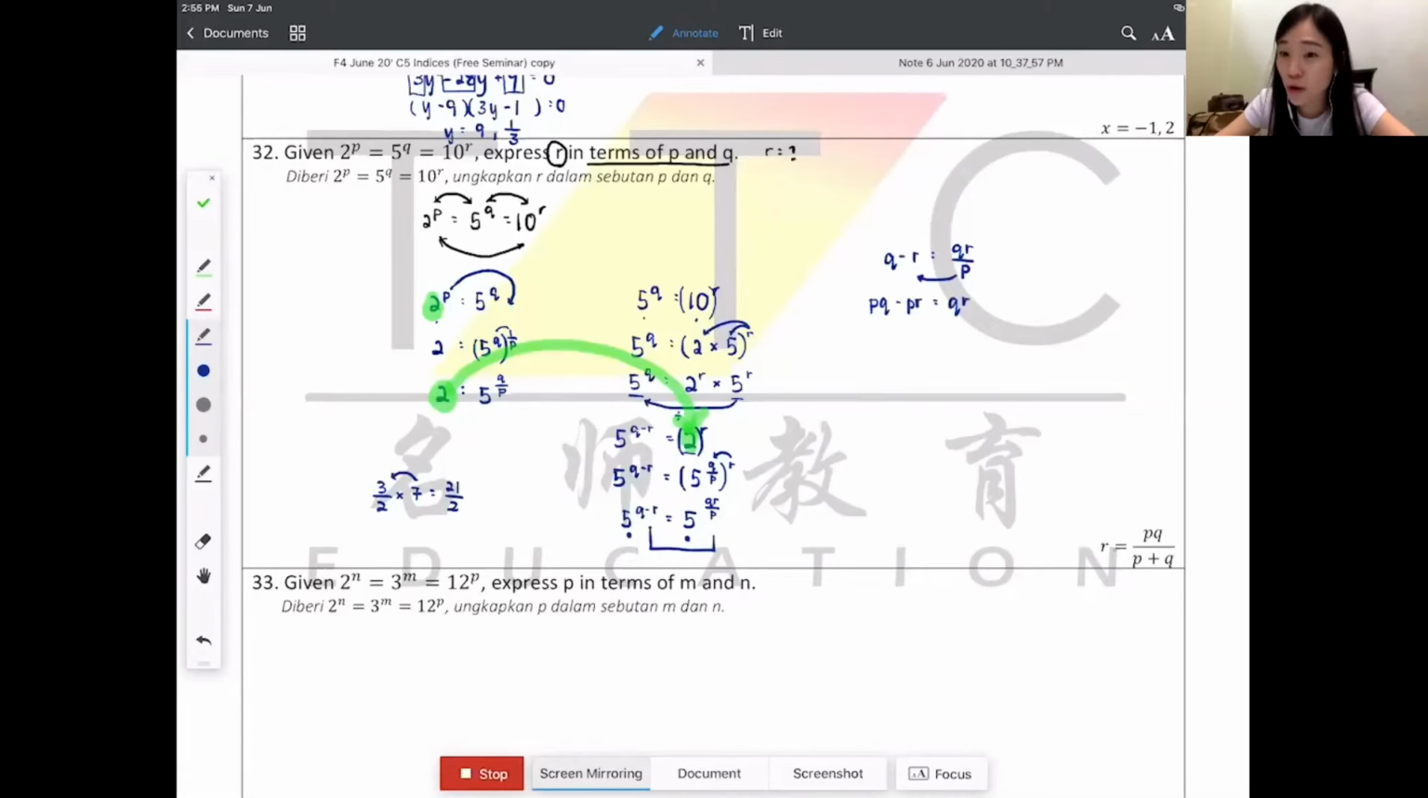Then you better look at your requirement. This question wants to find what? R. Where is R? R is here and here. Correct? But you want 1R. How do you guys make it 1R? Okay, I should combine all the R first, right? For me to have 1R.